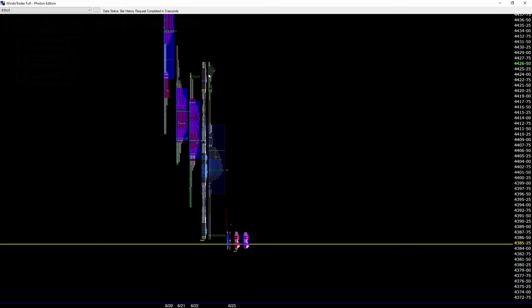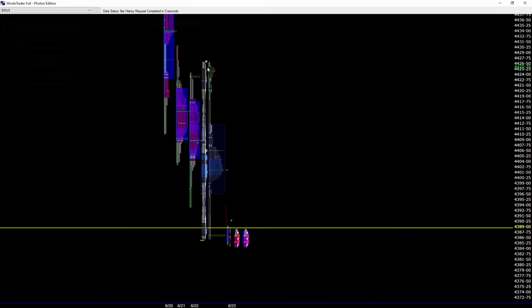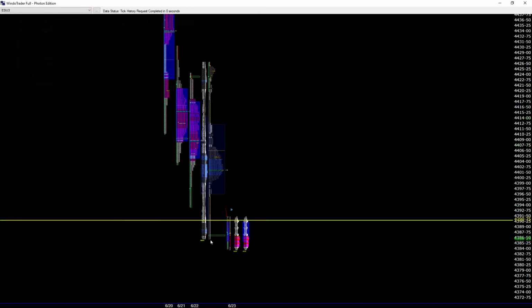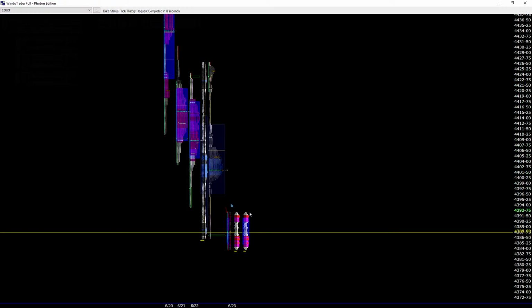Right? Notice how this inventory is super short. There was a lot of volume here this day, and the overnight just comes through this. Takes the whole range out. All of these longs are underwater.